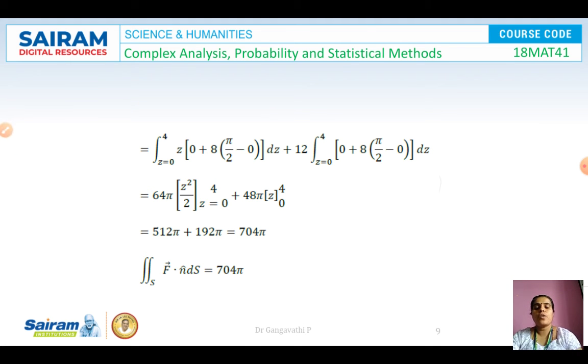So now let us substitute the limits and simplify. These are the terms we get. I am simplifying further and simplifying again. So 8 into pi by 2, or you can write it as 4 pi, and here again 4 pi.